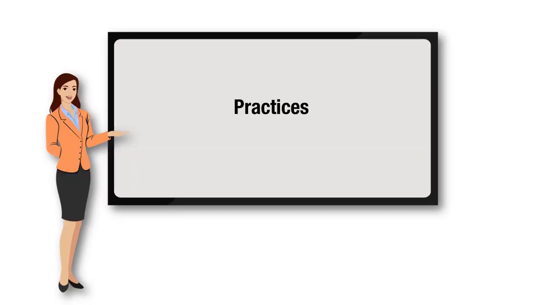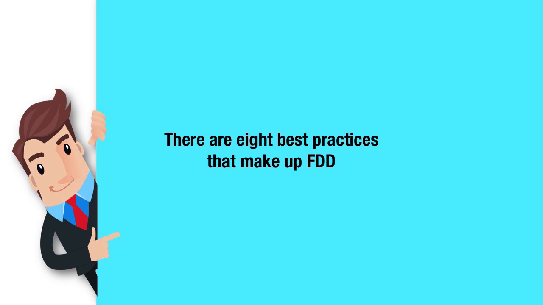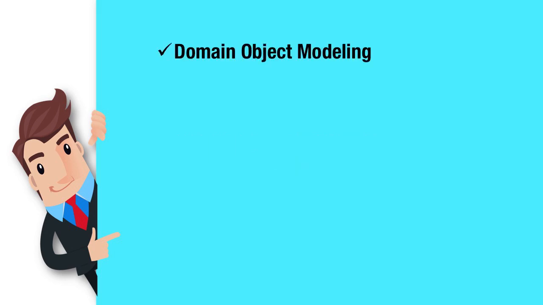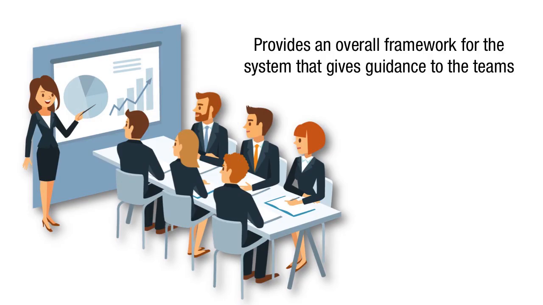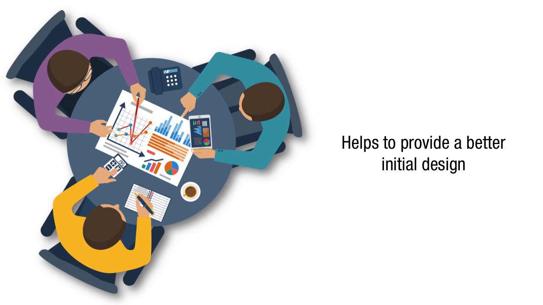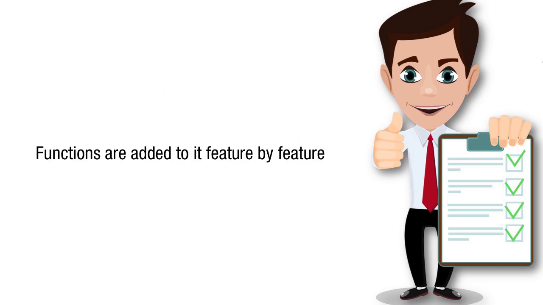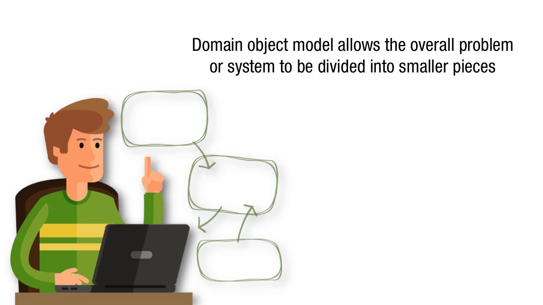Practices is the next concept. There are 8 best practices that make up FDD. Domain Object Modeling. The Domain Object Model provides an overall framework for the system that gives guidance to the teams and helps to provide a better initial design. In FDD, functions are added to it feature by feature. The Domain Object Model allows the overall problem or system to be divided into smaller pieces.